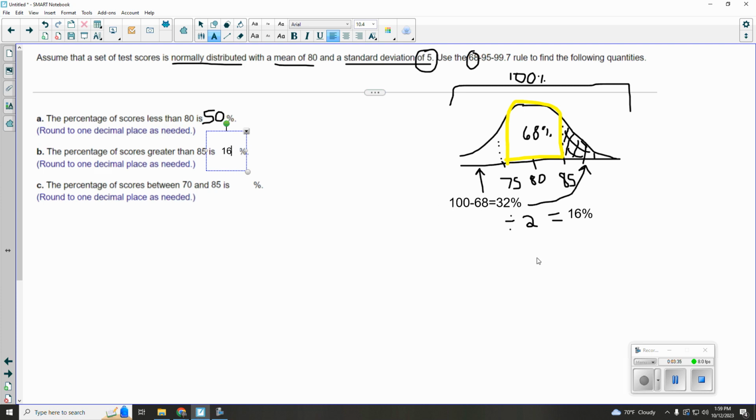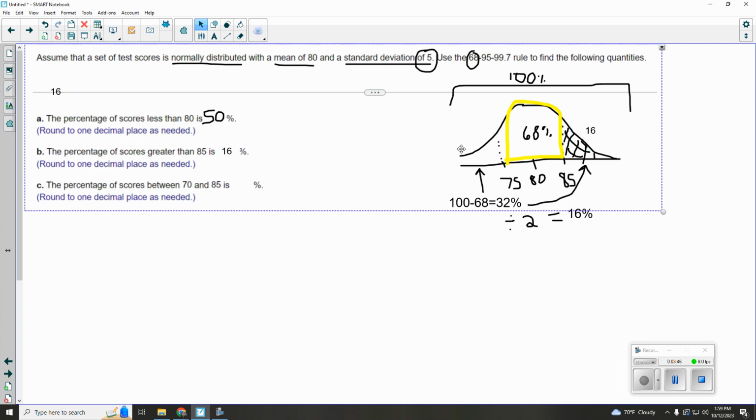Because notice, 16%, another way of looking at it. This is 16. This one is 16. 16 plus 68 plus 16, that gives us the full 100. Okay, and then the next one, the percentage of scores between 70 and 85, we need to do a little bit more work. We need to go down one more standard deviation.